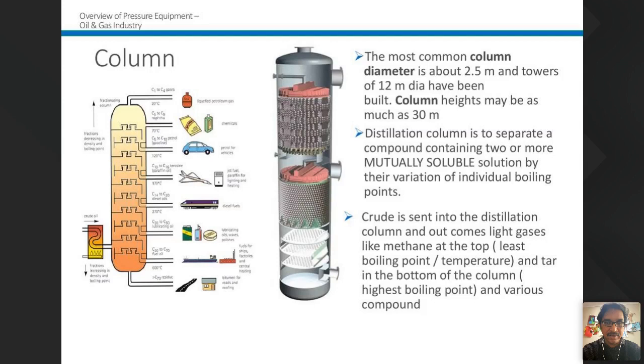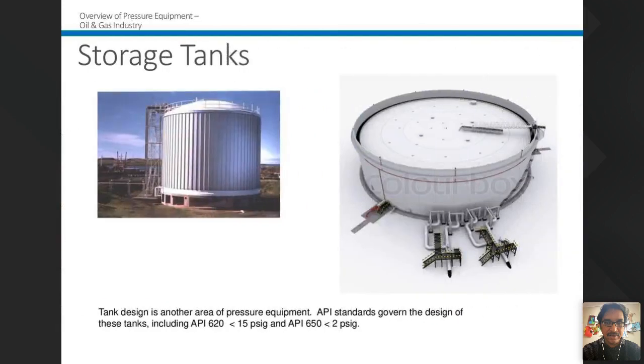The diameter can range from 3 meters to 12 meters. The length can be up to 20 or 30 meters, depending upon what you want to separate. Very highly specialized equipment. It sees a lot of wind load and seismic load. It shouldn't topple. Highly critical equipment in the industry. And the next one is the storage tank.